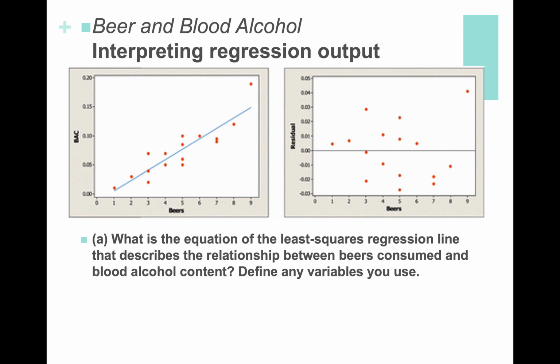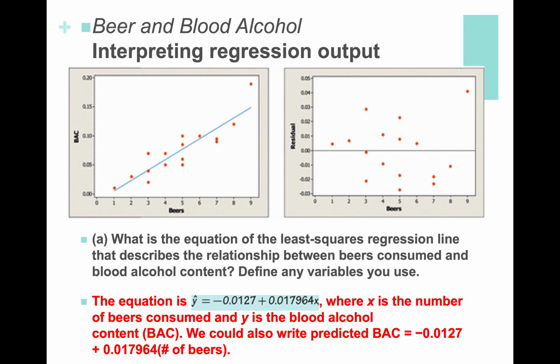So what is the equation of the least squares regression line that describes the relationship between beers consumed and blood alcohol content? As always, define any variables you use. So we'll have y hat equals, then we saw in the previous slide, this y-intercept and this slope. And we defined x is the number of beers consumed and y is the blood alcohol content. So another way you could write it is instead of writing y hat, write blood alcohol content equals same numbers, and you could put number of beers in instead of x.